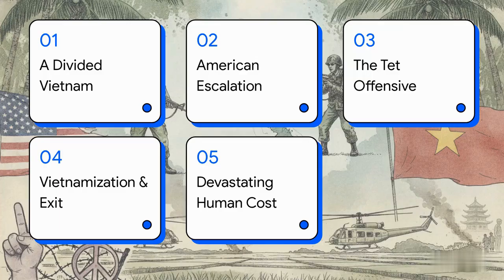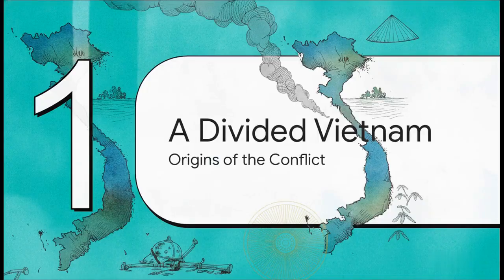So to make sense of this geopolitical tidal wave, we've organized our explainer into 5 highly digestible chronological chapters: a divided Vietnam, the American escalation, the Tet Offensive, Vietnamization and exit, and finally, the devastating human cost. Let's start right at the beginning. Chapter 1, a divided Vietnam.